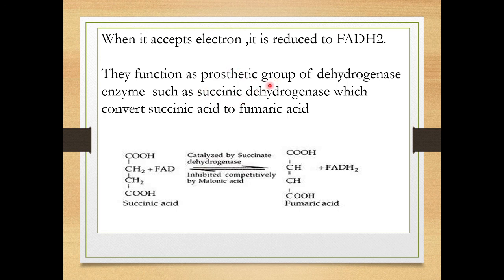As in the enzyme succinic dehydrogenase, the prosthetic part is the FAD, which helps in the conversion of succinic acid to fumaric acid. So this is succinic acid and this is fumaric acid. Here the hydrogen atoms, one from here and one from here, are transferred to FAD and it becomes FADH2. So this FAD acts as a hydrogen acceptor. So this is what FAD is all about.